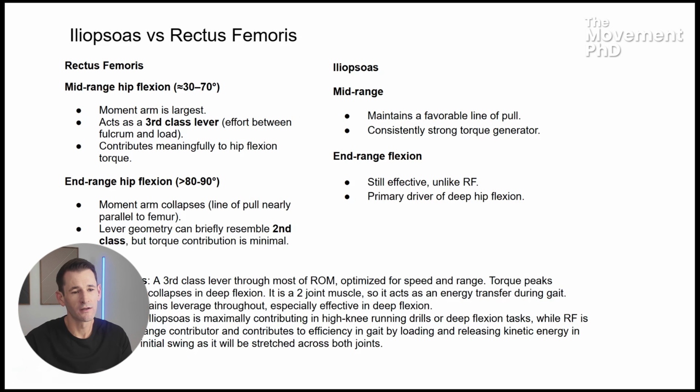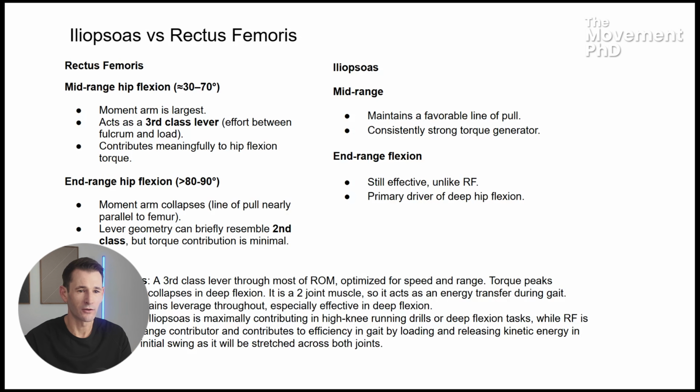So let's talk a little bit about some take-homes here. Your rec fem is a third-class lever through most of its range of motion, as I previously mentioned, so it's optimized for speed and range. Torque peaks during that mid-range, but then it really falls off as you get to that deep flexion, so that end range of flexion.